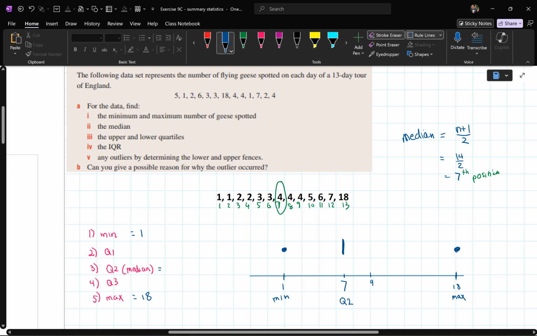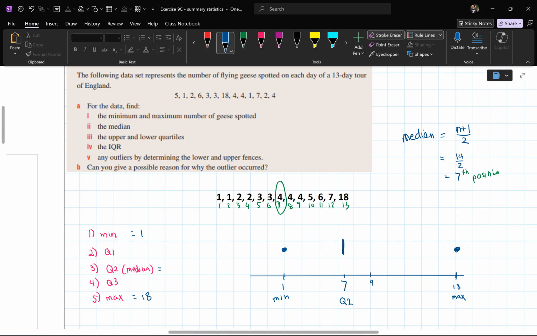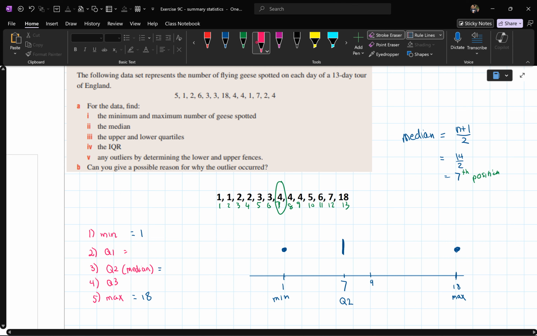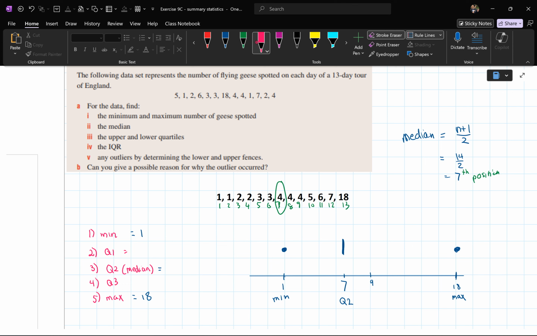Once I split the data in half, because the median is the middle, that means 50% of the data is on the bottom and 50% of the data is above. Now that you've got 50% on the bottom and 50% on the top, Q1 tells you what the middle of the bottom half is. This is the middle, so that's the bottom half and this is the upper half. So if this is the bottom half, what's the middle of the bottom half?